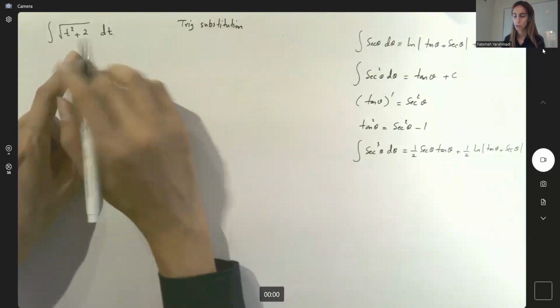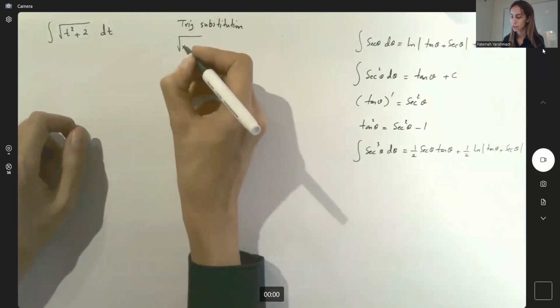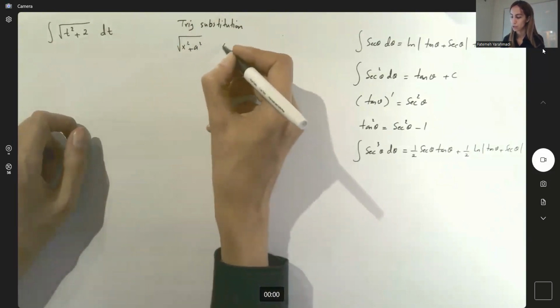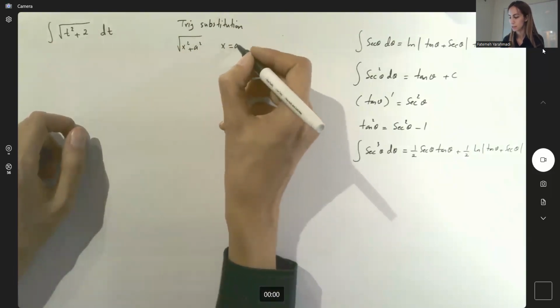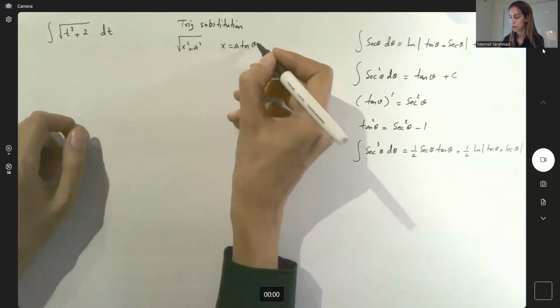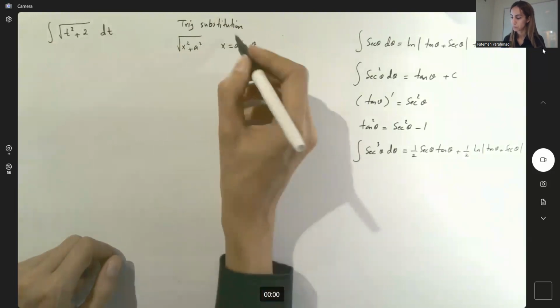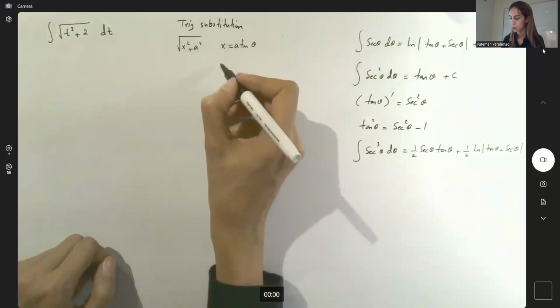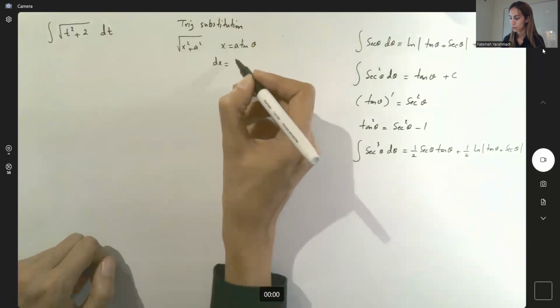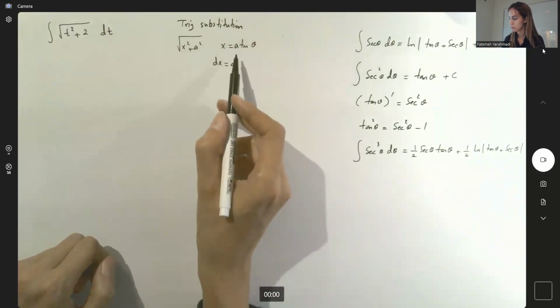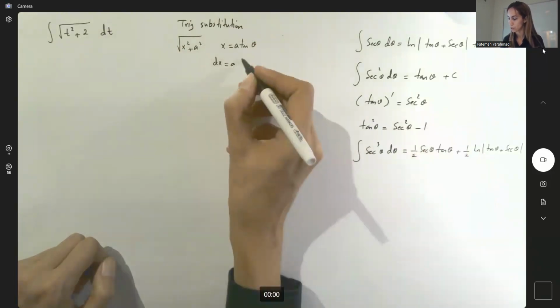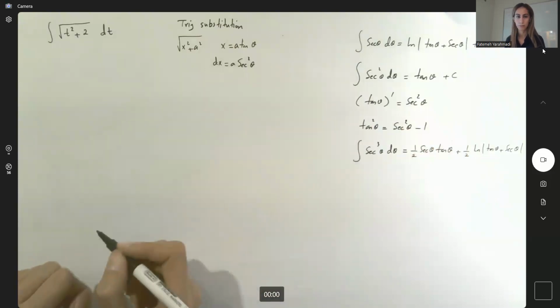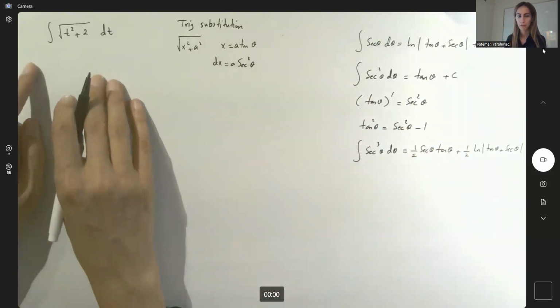So when you have square root of x squared plus a squared, we expect it to take x to be a tangent theta. So dx is equal to a times the derivative of tangent, which we all know is secant squared of theta. So let's substitute everything here.